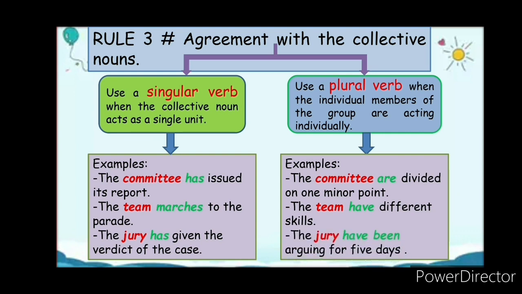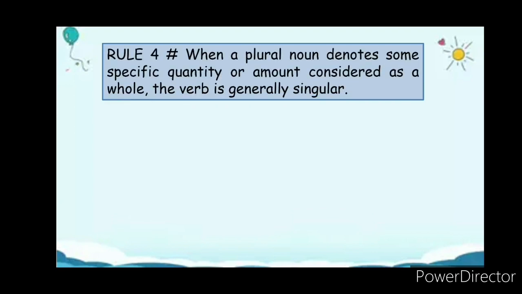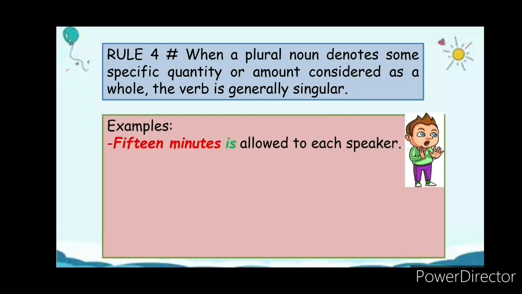On the other hand, the jury have been arguing for 5 days. Here, it is very clear that the individual members of the jury are divided in their opinion. Hence, the collective noun jury and the verb have are plural in number. So be very careful with the collective nouns. Finally, rule number 4, when a plural noun denotes some specific quantity or amount considered as a whole, the verb is generally singular. Here are some examples for my learners.